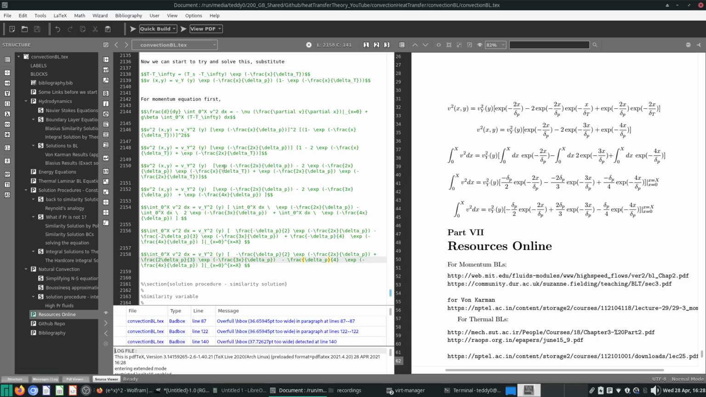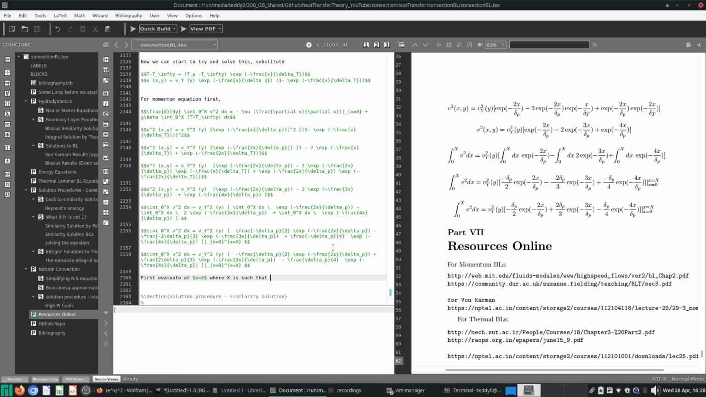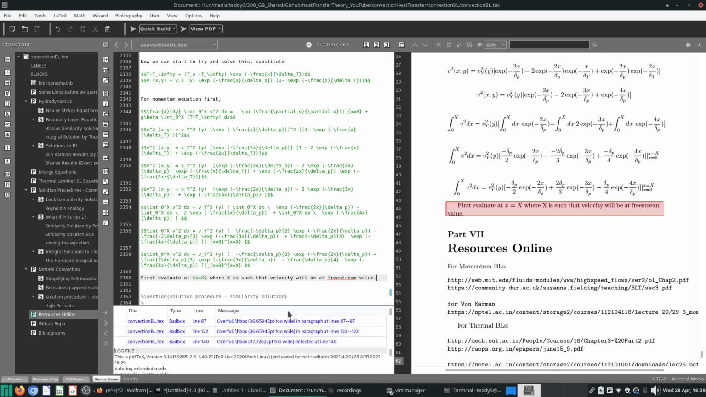Now that is settled, let's try. First, of course, we will need to evaluate things at x equals to x, right? And this is big X. So first evaluate at X equals to big X, where big X is such that the velocity will be at free stream value. The free stream value is just where this velocity is 0.